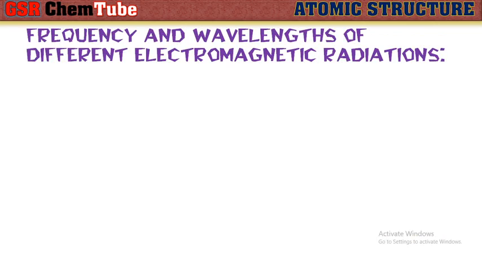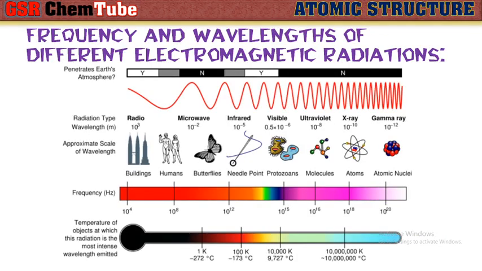Frequency and wavelengths of different electromagnetic radiations are shown in this picture. We can see here, as we told, radio waves and microwaves have longer wavelength and hence lower frequency as well as lower energy. Whereas if you observe the right side, radiations like gamma rays and X-rays have very short wavelengths, which means higher frequency as well as higher energies. The most dangerous radiations are these.